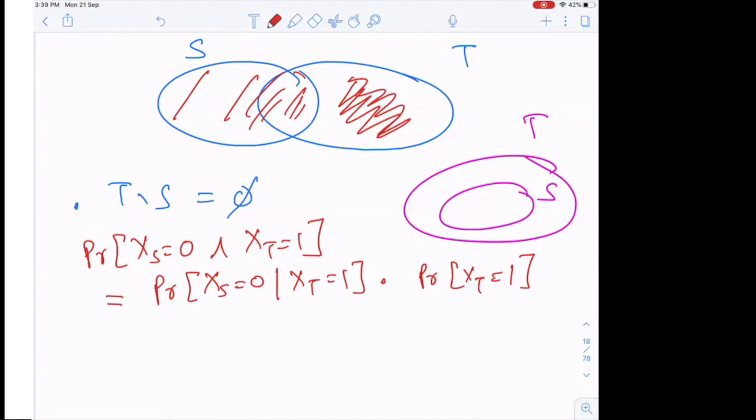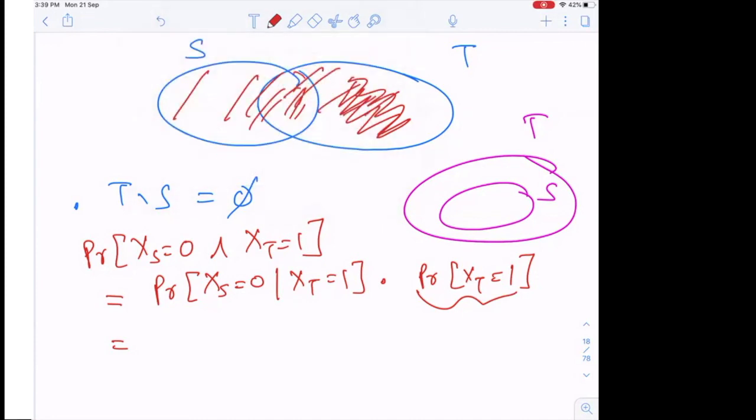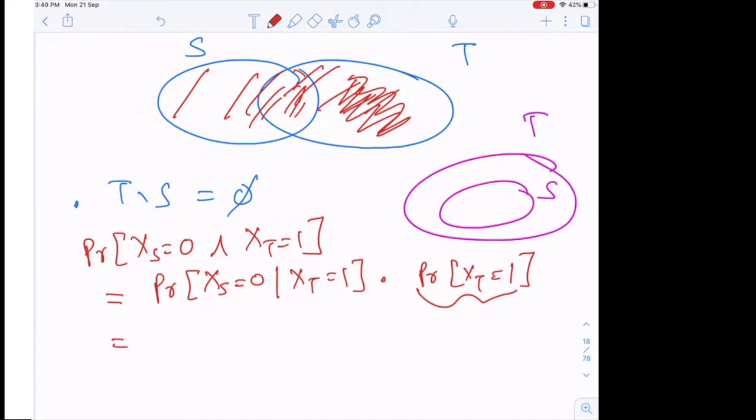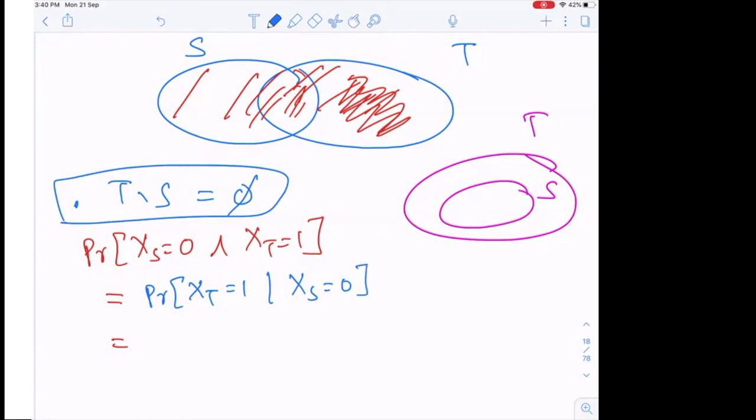Okay, very nice. Now, what is the probability that Xt equals 1? Maybe I did something not correct. No, this is not correct. We have assumed that T minus S is empty. So let's do it the other way around. I can also say the probability that Xt is 1 given that Xs is equal to 0, because I'm assuming that T minus S is empty, times the probability that Xs equals 0.